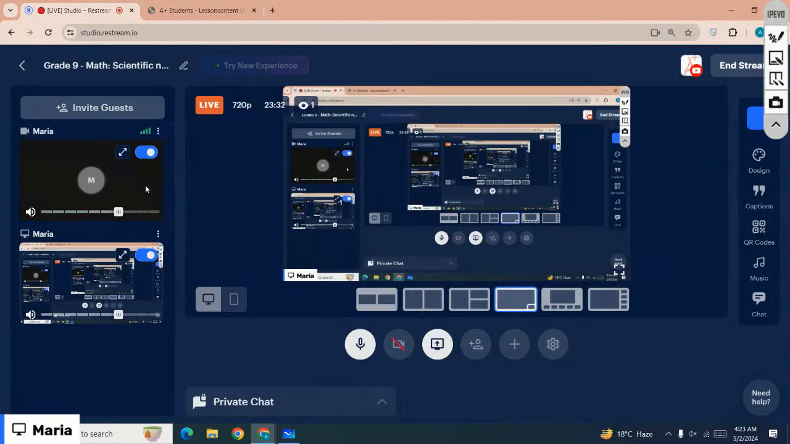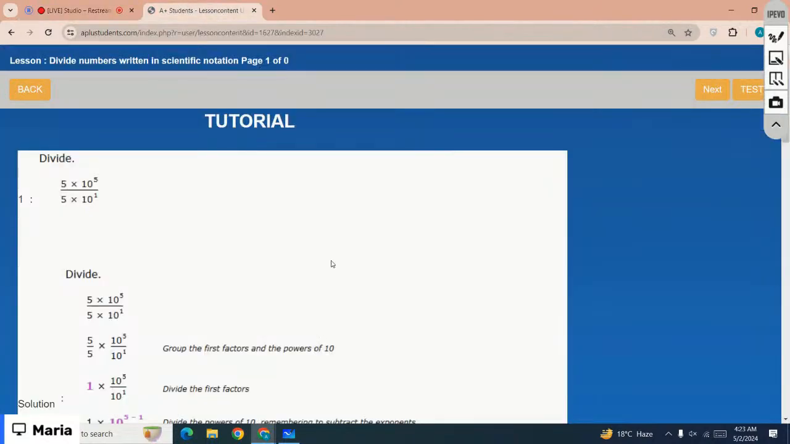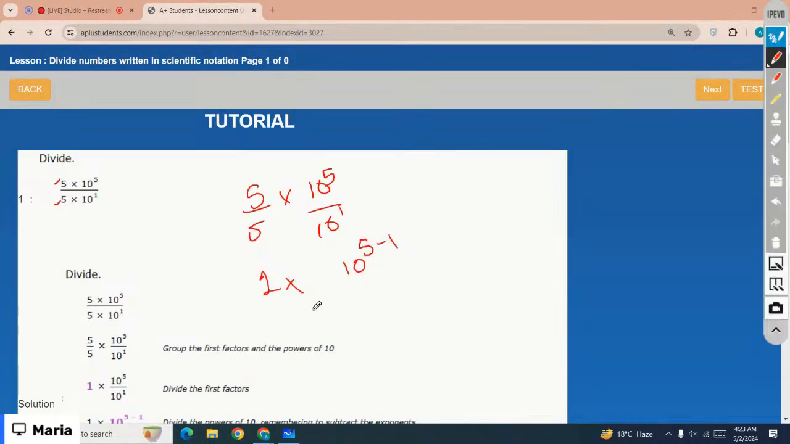Hello, can you hear me? Okay, so that is 5 minus 1, right? The exponent that is dividing, you have to subtract from the numerator. That would be 1 times 10 exponent 4. The correct option is 1 times 10 exponent 4.